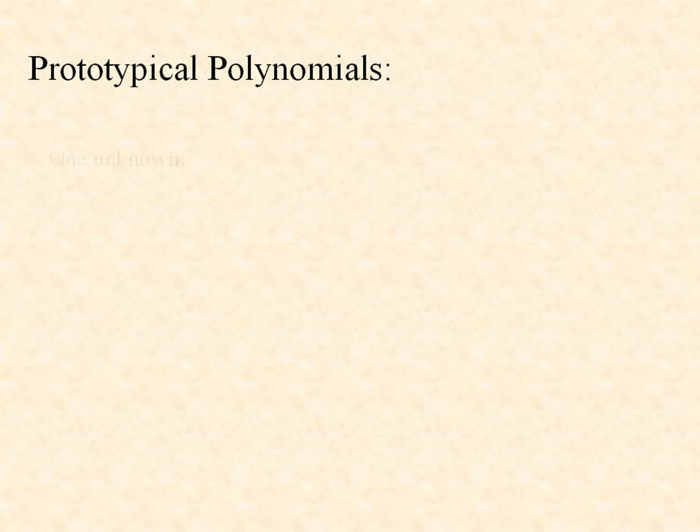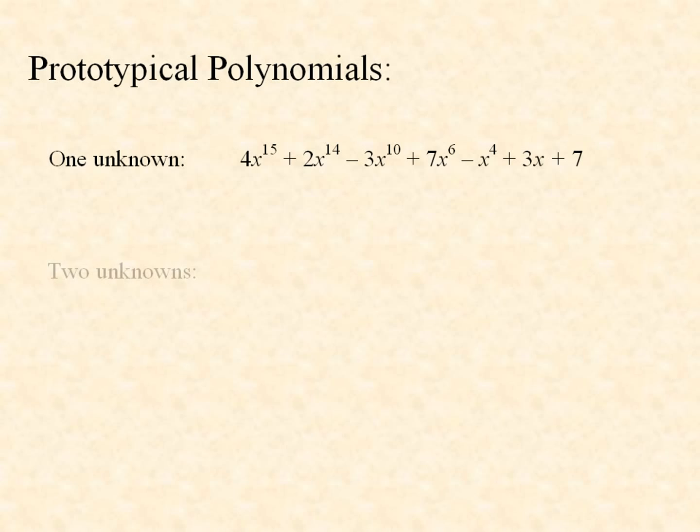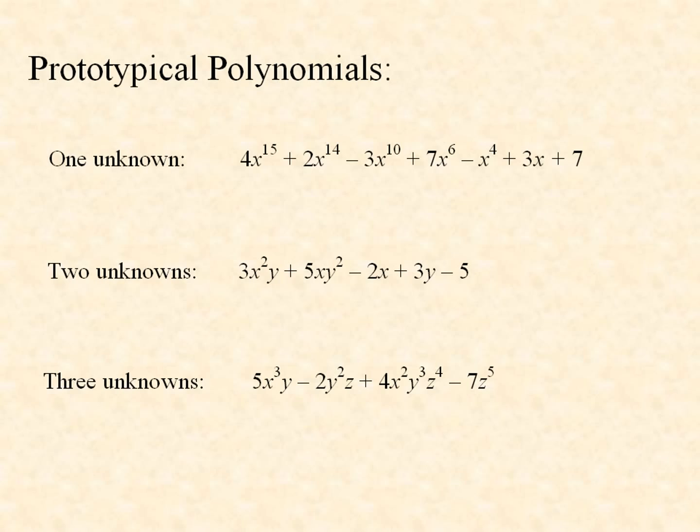Prototypical polynomials. In one unknown, we could have something like this. The thing to look for is that all the powers of x are positive numbers or 0. Two unknowns. We could have something like this. All the powers of x and y are positive powers or 0. Three unknowns. Something like this. Again, the exponents are whole numbers.